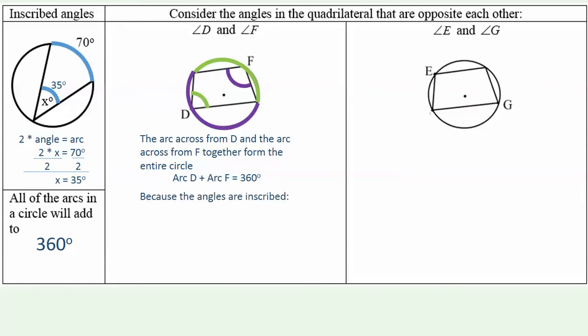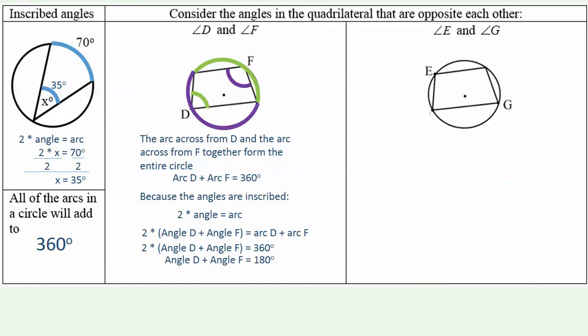Because the angles are inscribed, we know 2 times the angle will equal the arc. So, if we take 2 times angle D plus angle F, it's going to equal arc D plus arc F. So 2 times angle D plus angle F will be 360 degrees. Dividing both sides by 2, I find that angle D plus angle F is 180 degrees.